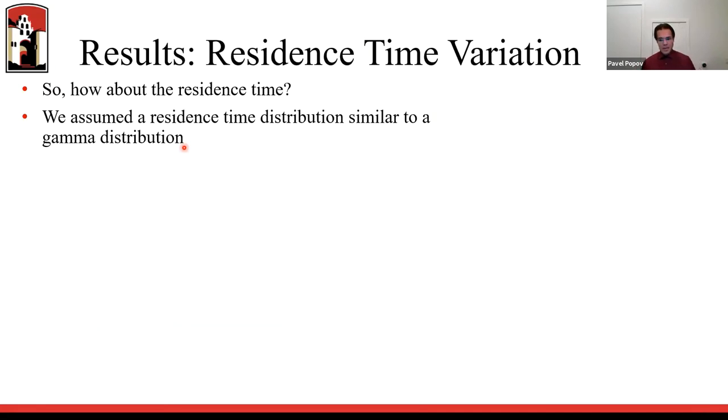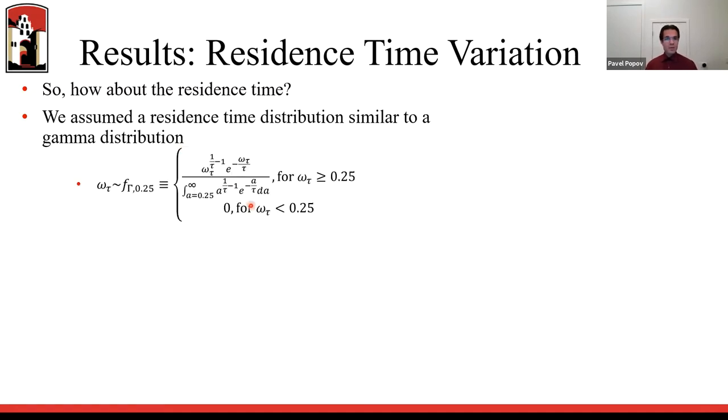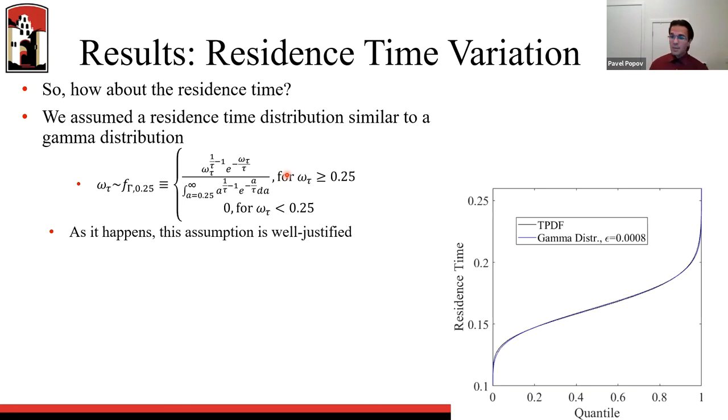Okay, so what about the residence time? As I mentioned, in the time augmented PSD distribution, we assume that the residence time distribution is similar to a gamma distribution. So this is just a truncated gamma distribution. And as it happens, we can test this by just keeping track of the residence time in the TPDF solution, and this assumption happens to be well justified. So here I'm showing plots of the correct residence time distribution, which is the black curve, and of our gamma distribution with the same relative variation in the residence time. So here we can see that the gamma distribution approximates the correct residence time distribution quite well.